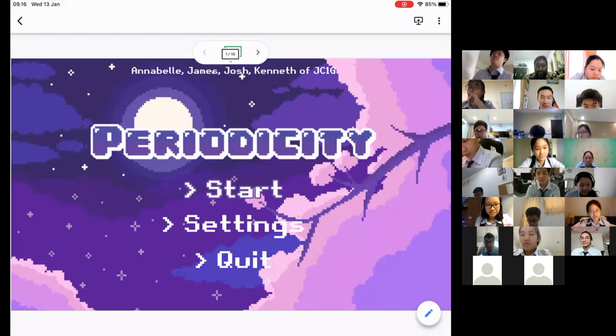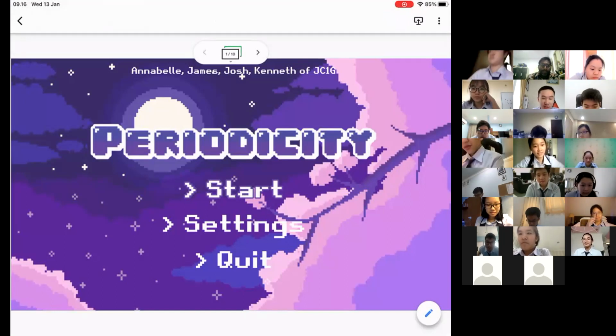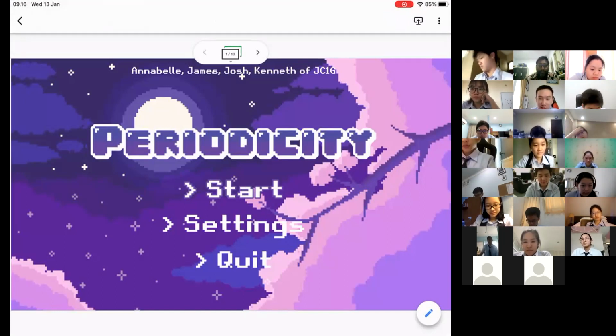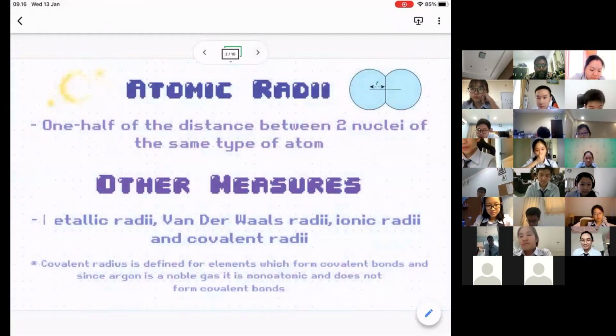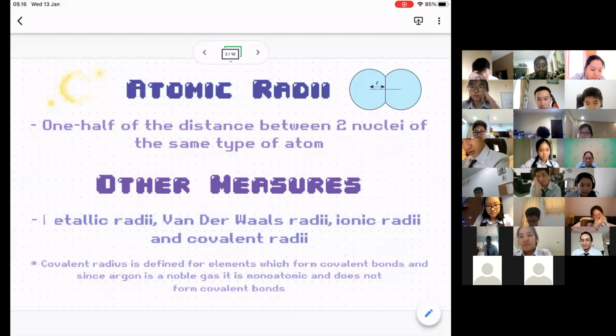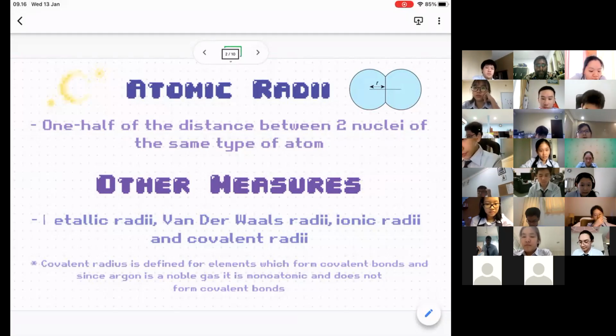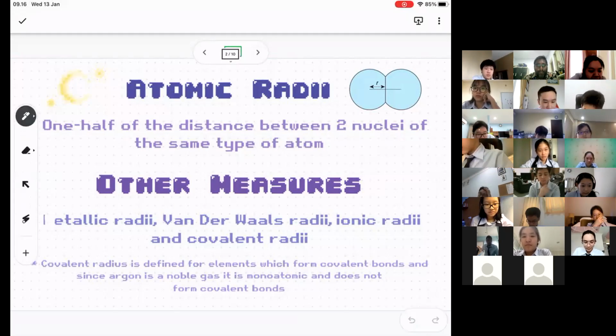Good morning. My group have me, Annabelle, Josh, and Kenneth, and today we're going to be talking about periodicity. The first one is about atomic radii. What is it? It's half of the distance between two nuclei of the same atom. Another way of measuring them is you can use metallic radii, van der Waals radii, ionic radii, and covalent radii.